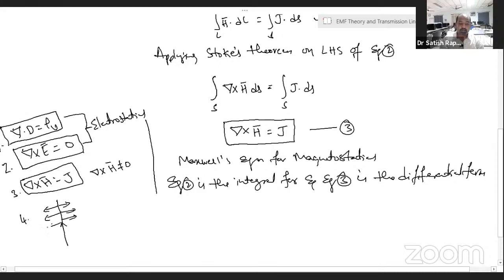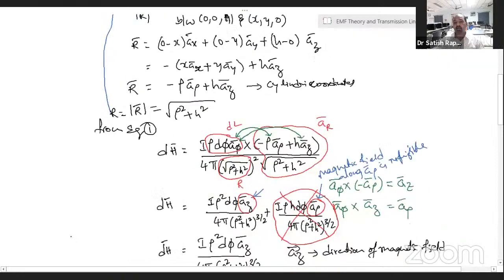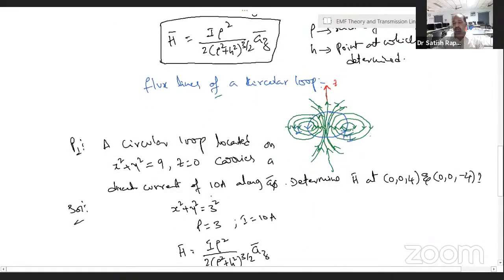Electric flux lines are normal to the line charge everywhere, diverging away from the line charge, and those flux lines are not closed, whereas magnetic flux lines are closed. Here I have drawn the magnetic flux lines.